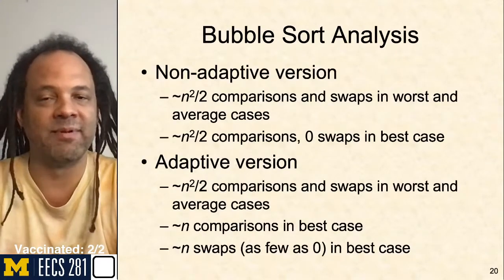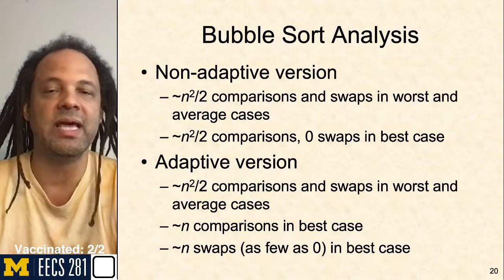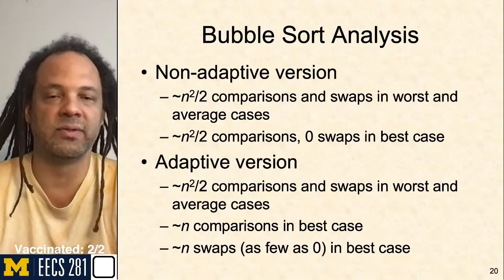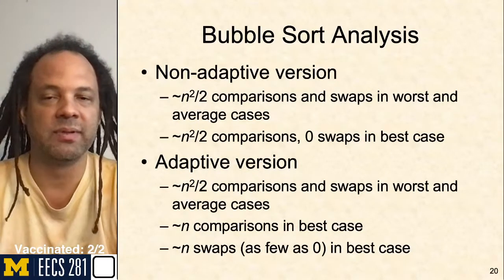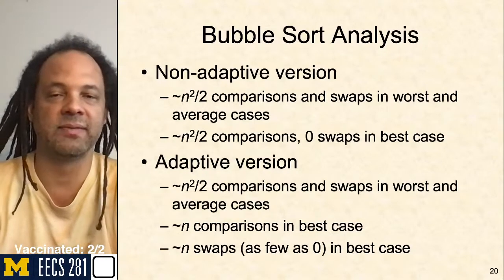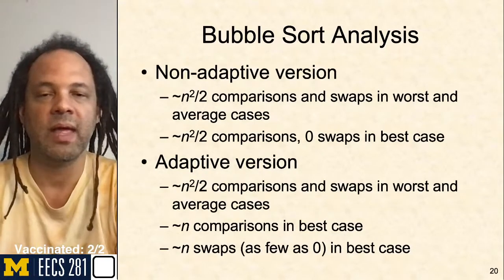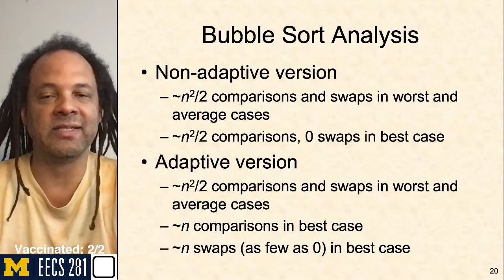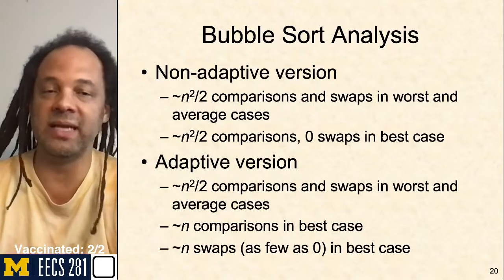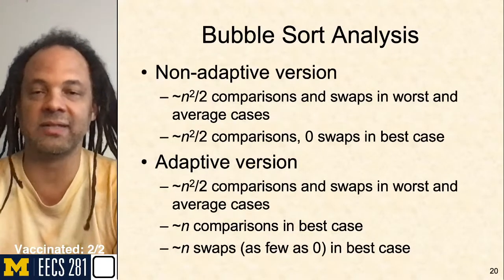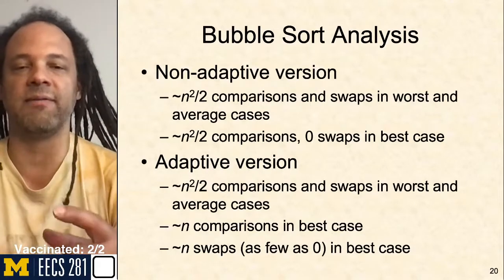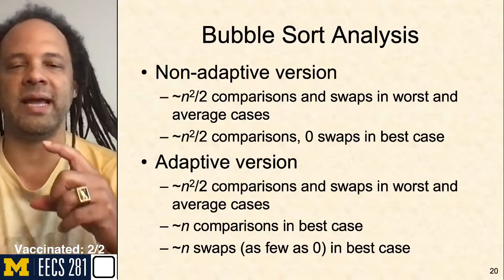In our non-adaptive version, we say that it's approximately n squared over 2 comparisons and swaps in my worst and average case. I can say that there's n squared over 2 comparisons and 0 swaps in the best case, because I still do all of the for loop stuff. I just do no swaps when the data is already sorted.